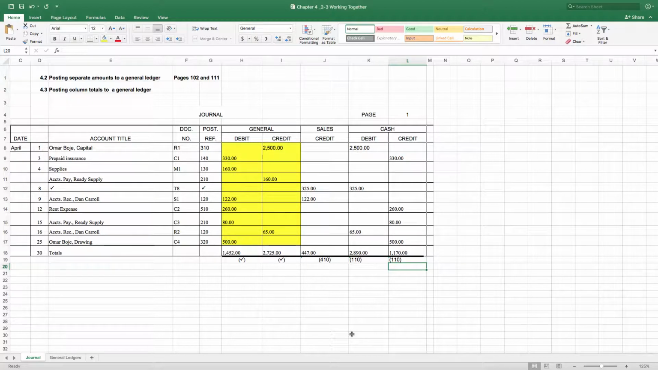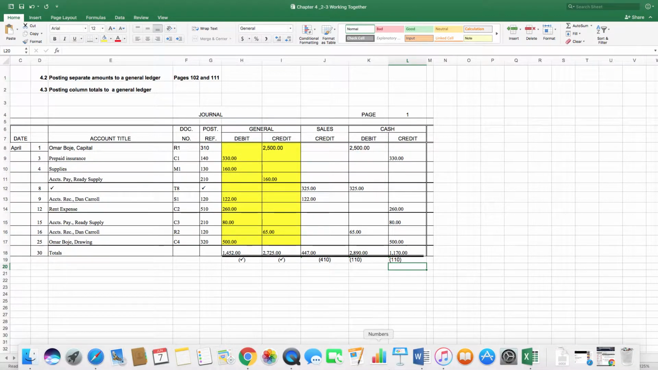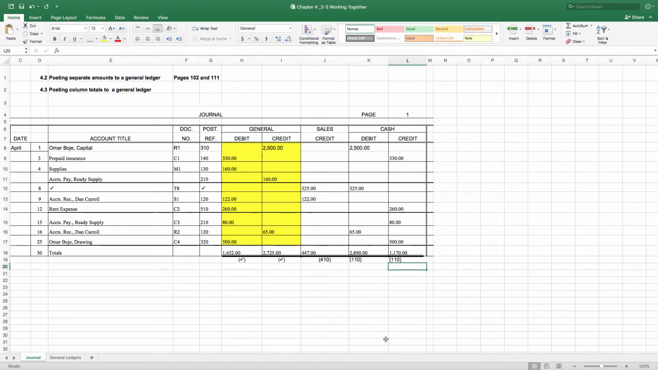That is all you do for this section. There's a lot to cover, a lot to remember. Watch this as many times as you need to make sure you understand posting separate amounts. All of that comes from the general column, and posting column totals will only be taken from the totals for sales credit, for the cash debit, and cash credit columns. When you are finished with this, proceed to do the 4-2 and 4-3 working together.